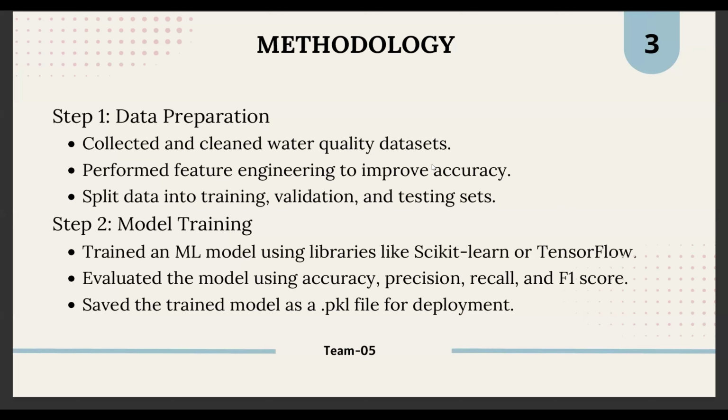So we collected our dataset from the Water Resource Information System. It contained multiple parameters like pH, turbidity, total dissolved solids, dissolved oxygen, hardness, and more. The first step taken was data cleaning. We removed null and outlier values. For feature engineering, we selected only impactful parameters and ensured uniform scales. Finally, we split the dataset into training, validation, and test sets in a 70, 15, 15 ratio.